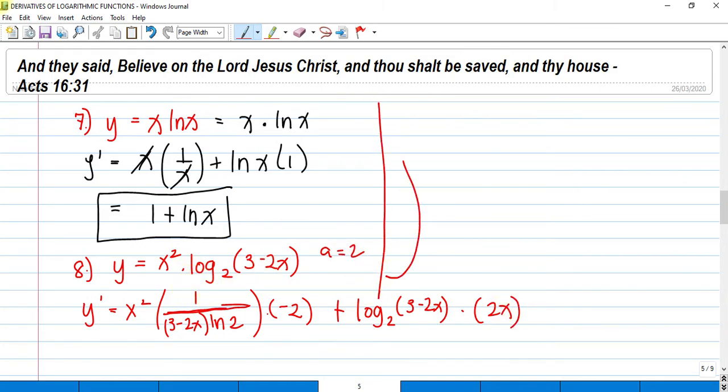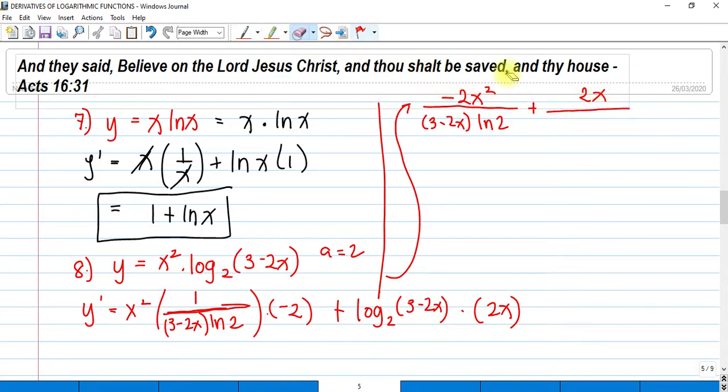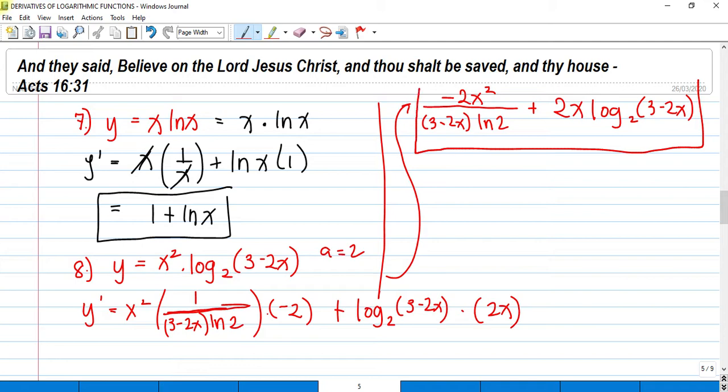So what will happen here? x squared times negative 2, that is negative 2x squared over 3 minus 2x ln of 2, plus 2x times the log of 3 minus 2x with base 2. So this should be our final answer.